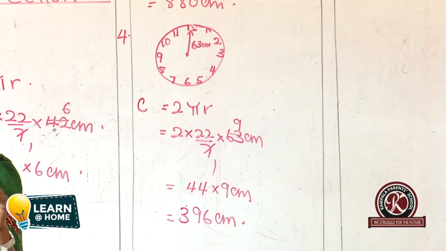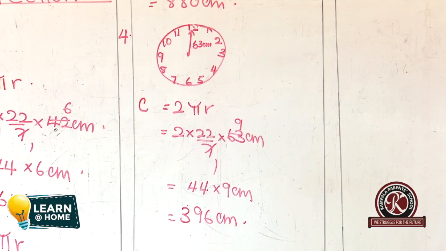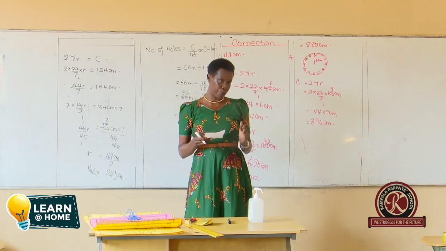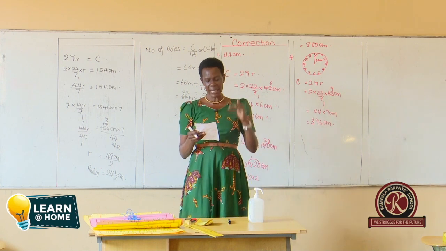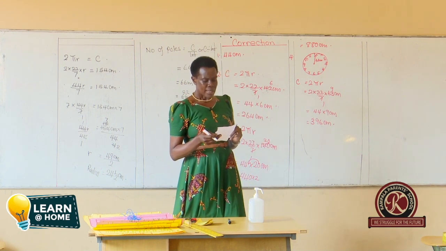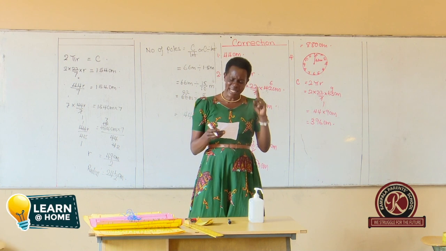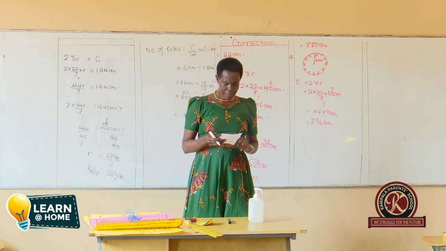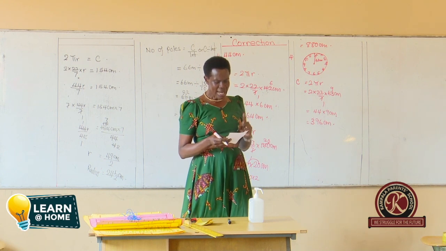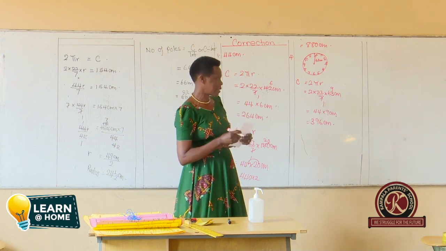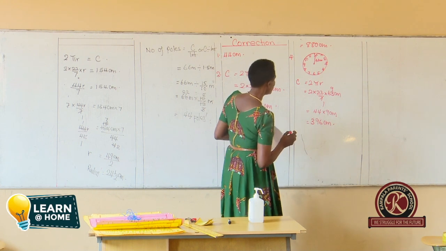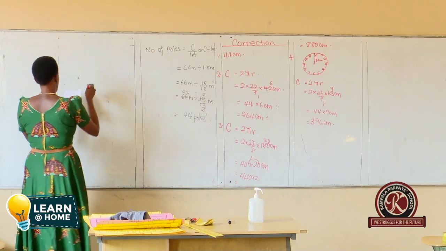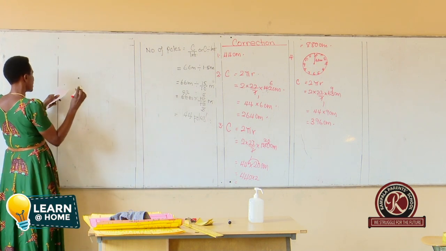Part B. The circumference of a circle is 88 centimeters. This is the part which disturbed people. Many of you are failing this number. The circumference of a circle is 88 meters. Calculate its radius. Calculate its what? Radius. Don't get tired. We are going through the work and see your work and mark it.